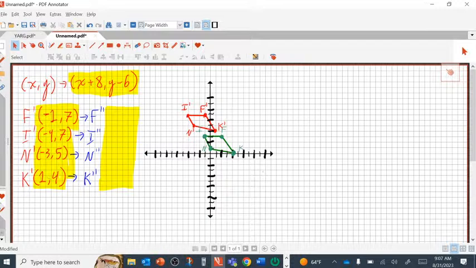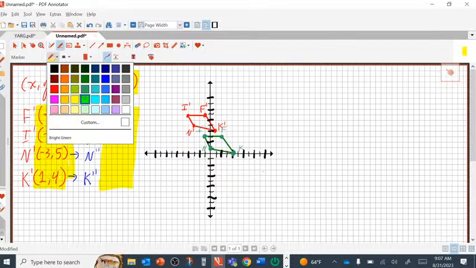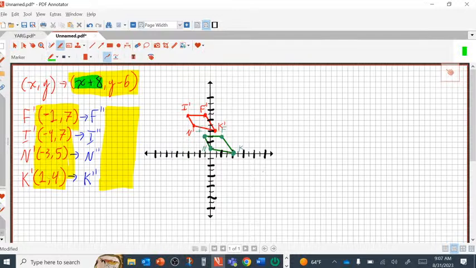And it's not obvious what's happening. So here's the thing. When I give you these rules here, guys, you don't have to overthink it. This says that x turns into x plus 8. So literally, I can just take every x coordinate right here and add 8 to it. I'm just going to add 8 to all of those numbers.